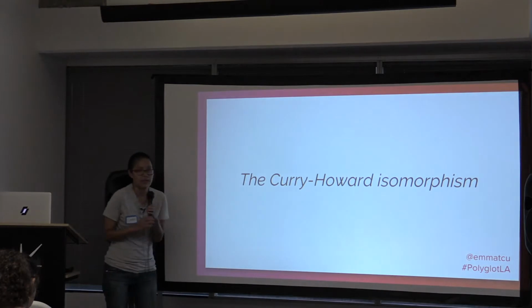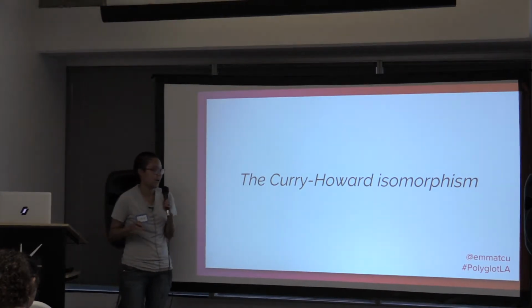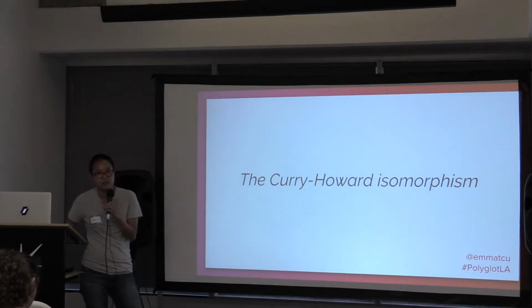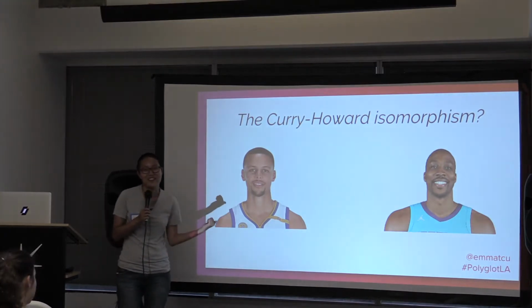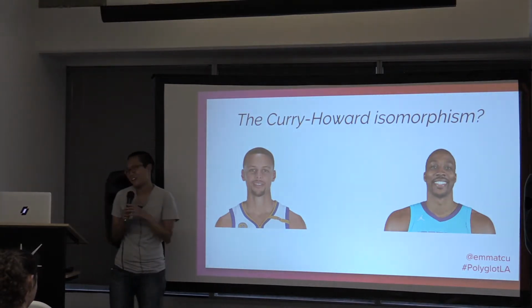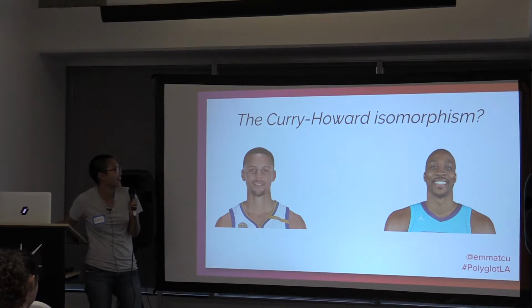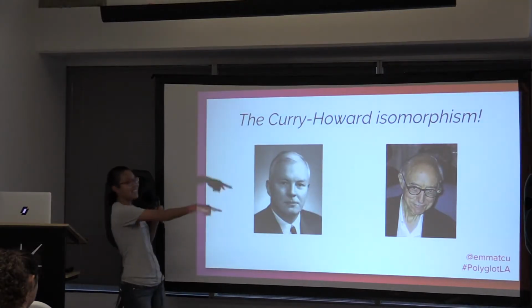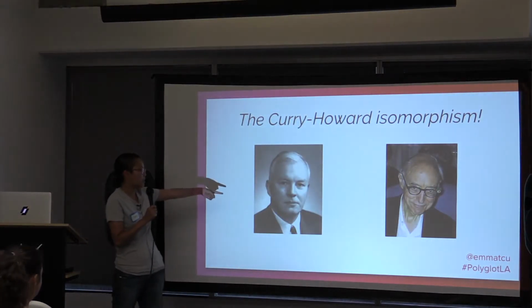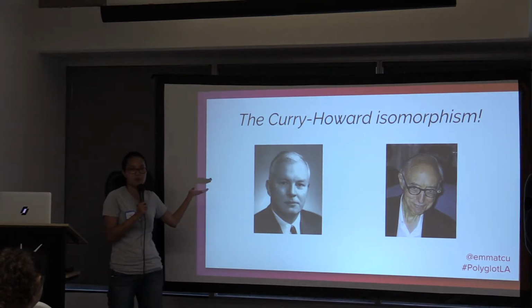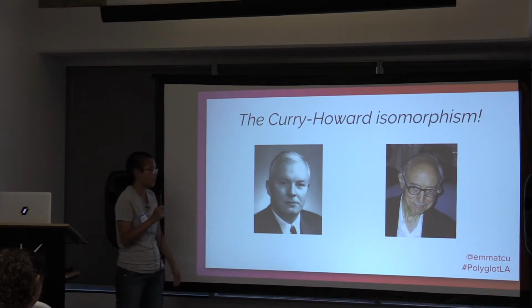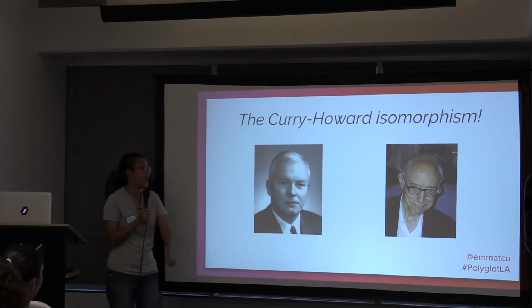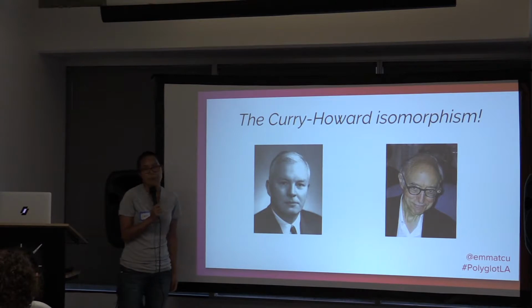This thing is called the Curry-Howard isomorphism. I apologize for the next slide and the really bad joke. Keep in mind the fact that I work for a sports tech company. So, yep, that's Steph Curry and Dwight Howard, but they are not the Curry and Howard of the Curry-Howard isomorphism. That's these dudes. Haskell Curry on the left, for those functional programming enthusiasts, is who the language Haskell is named after, and also the notion of currying. And then on the right is William Howard.